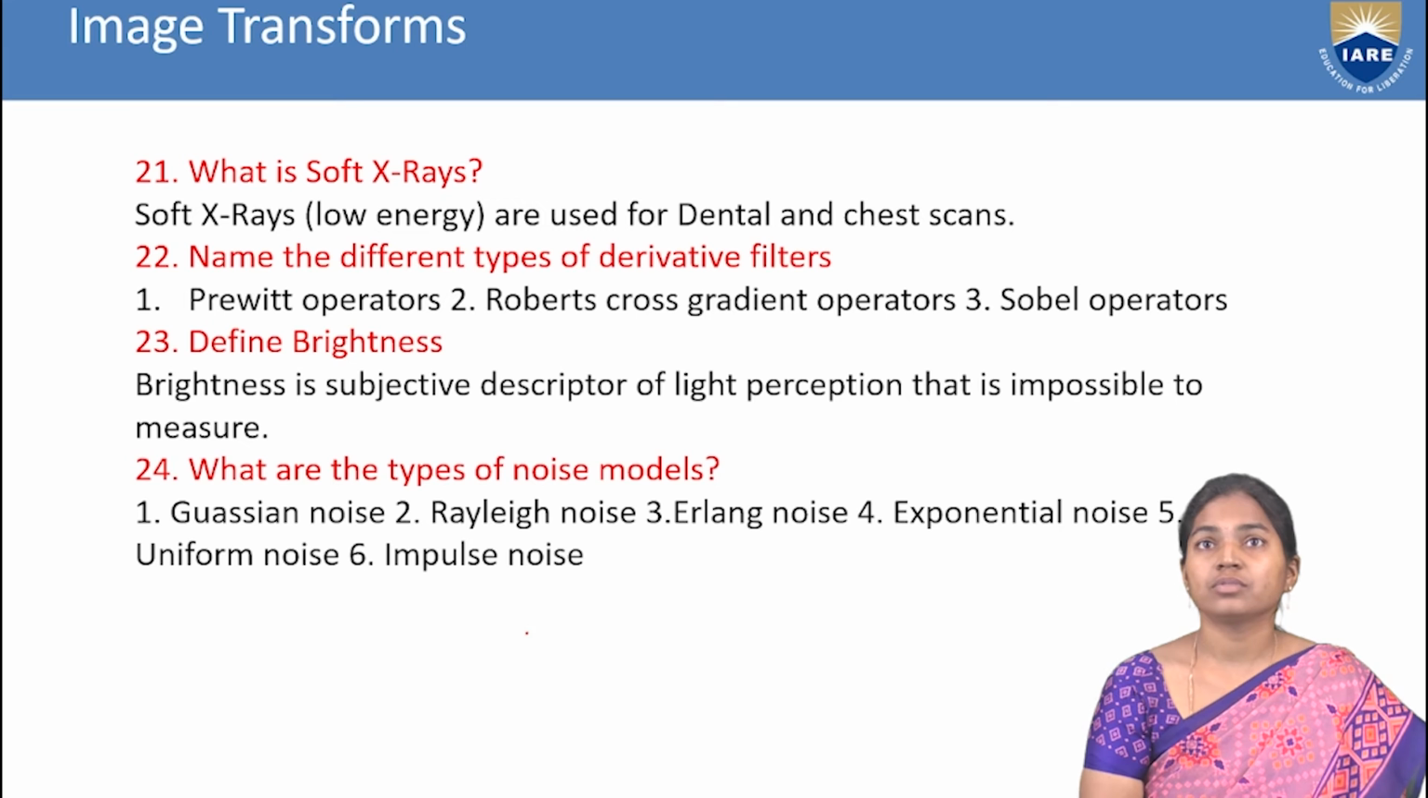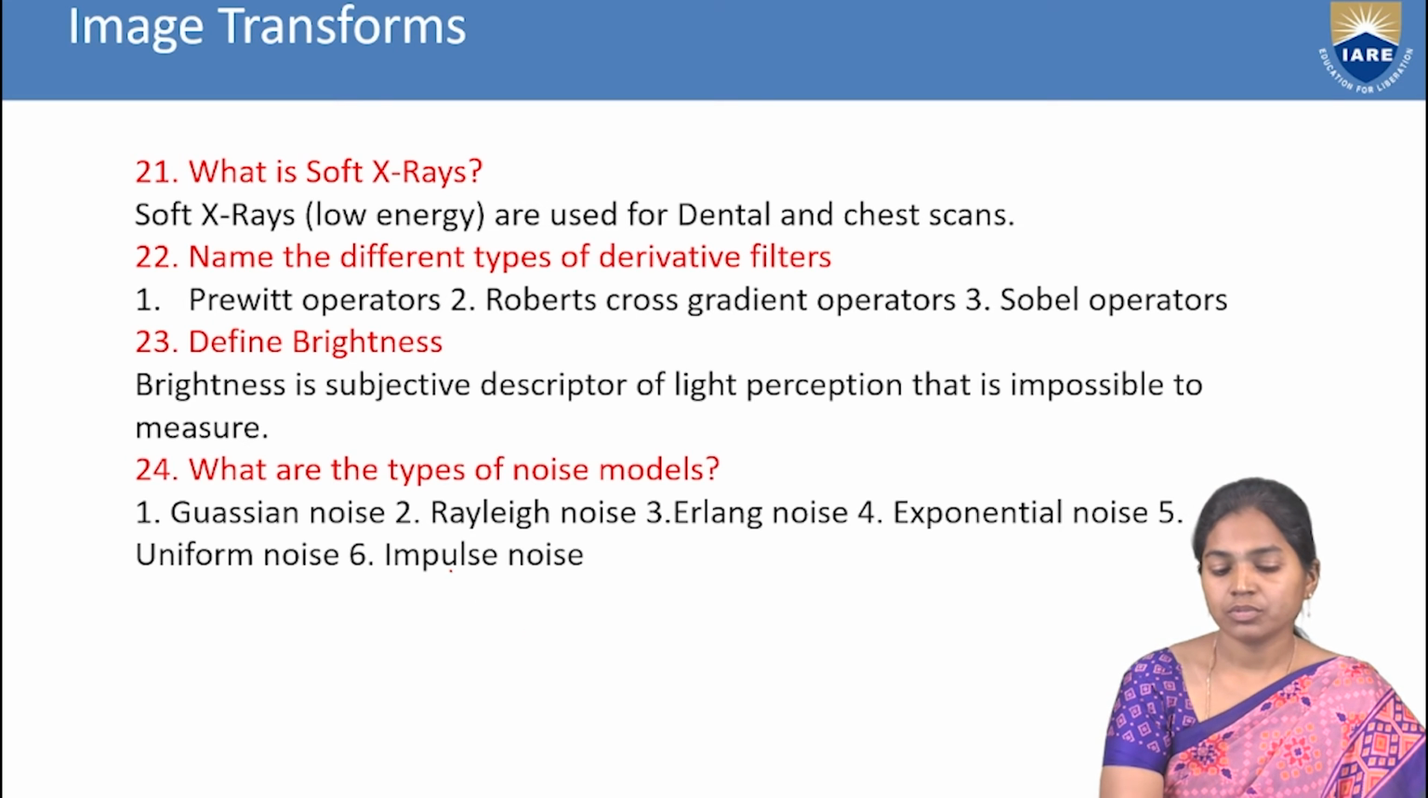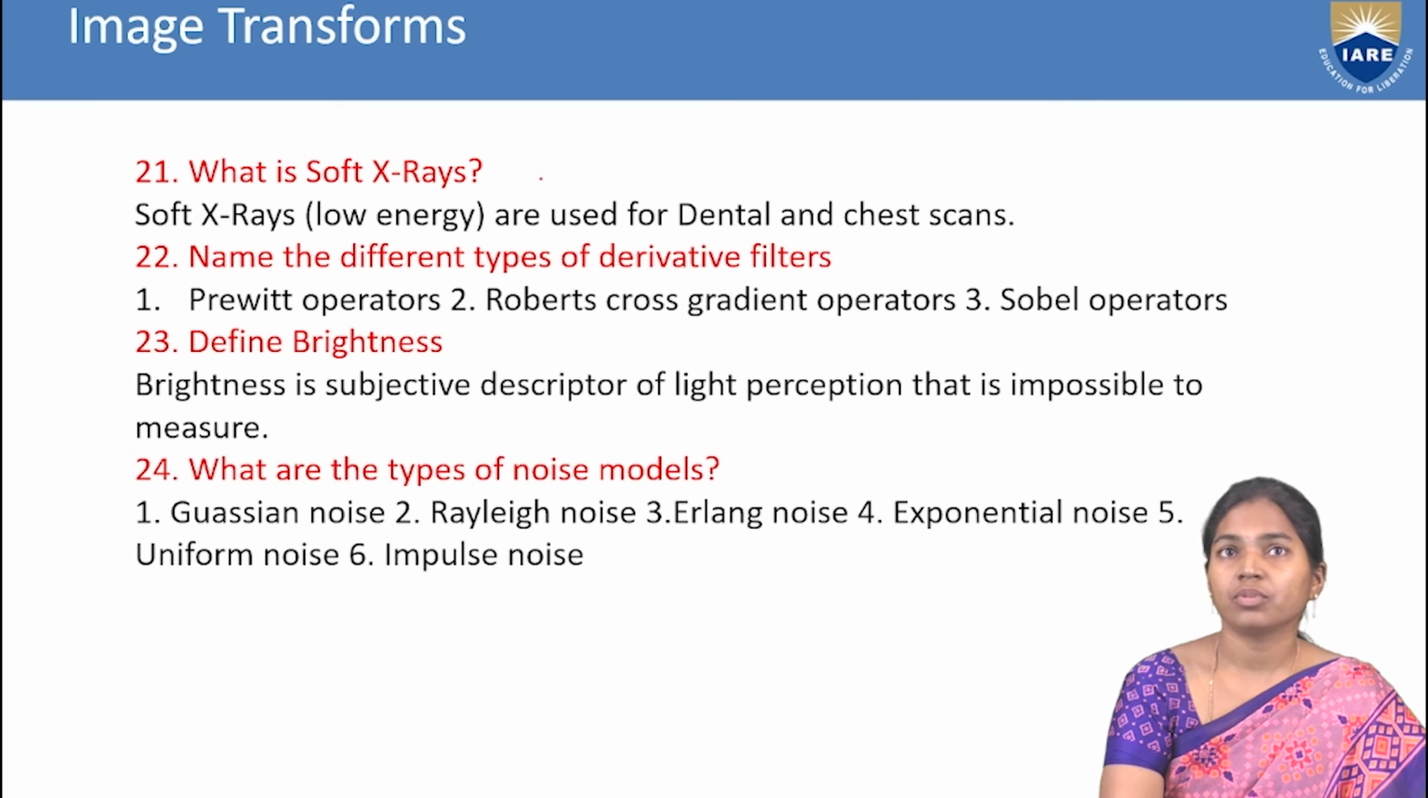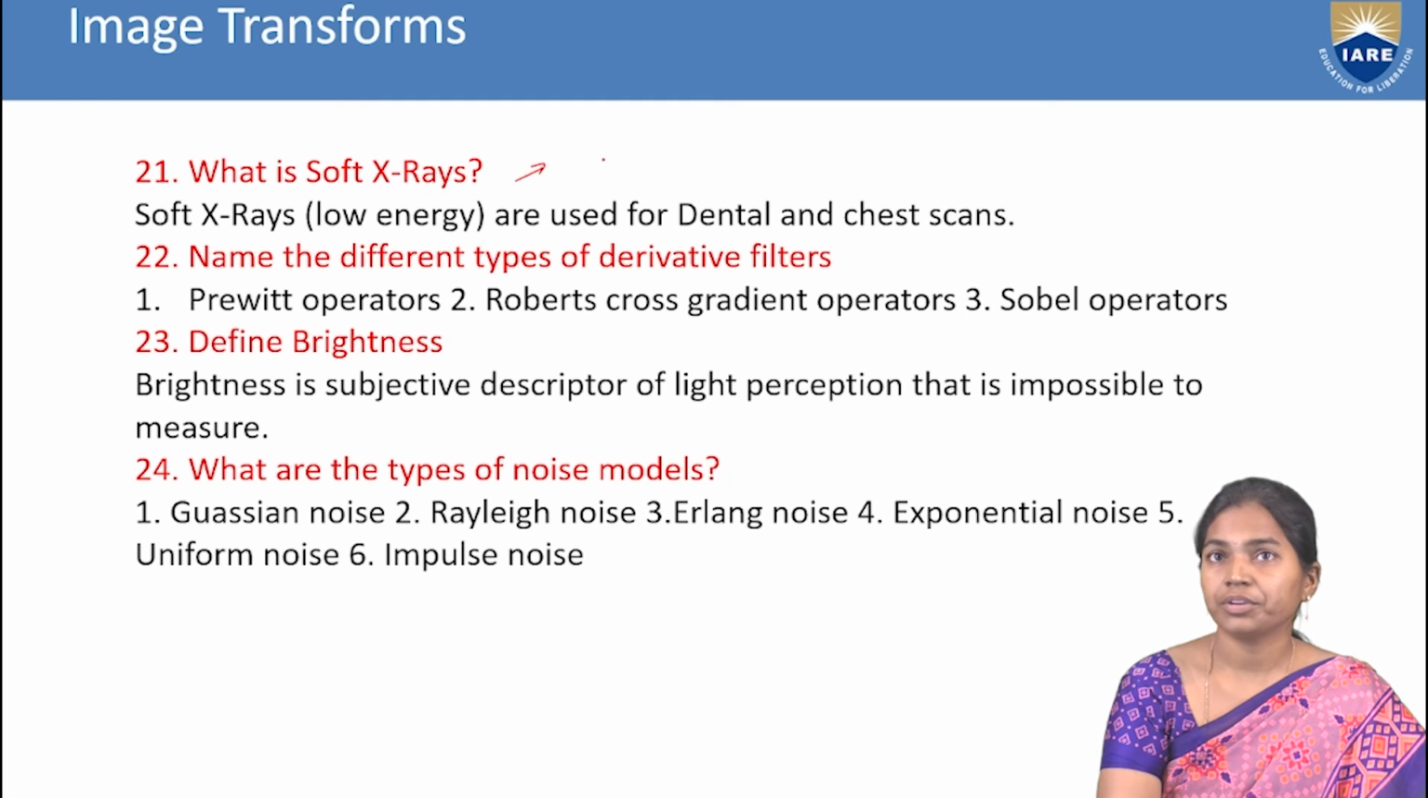And what is soft X-rays? Soft X-rays, or low energy rays, are used for dental and chest scans. So soft X-rays are nothing but these low energy rays that are used for dental and chest scans.